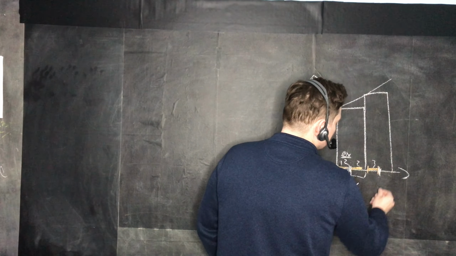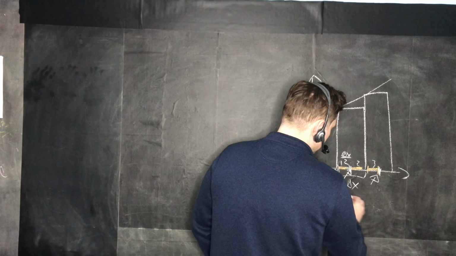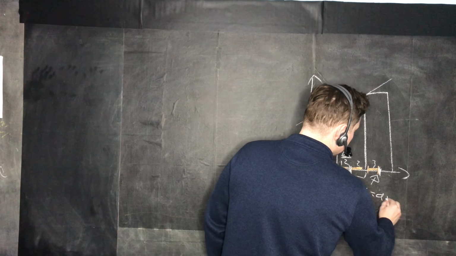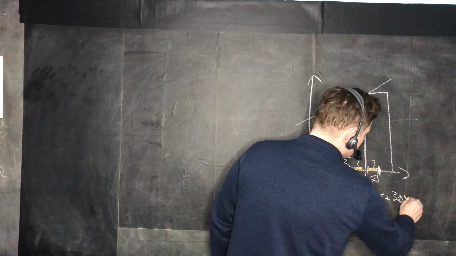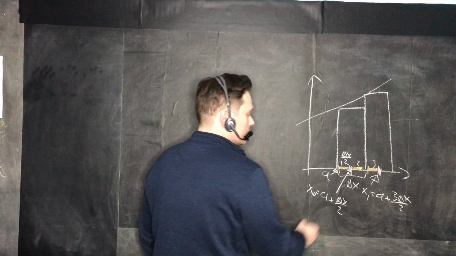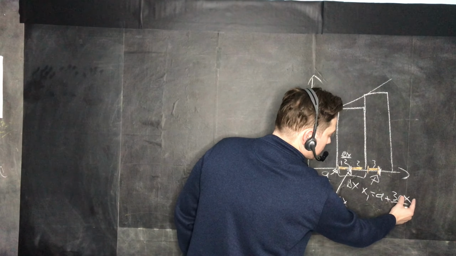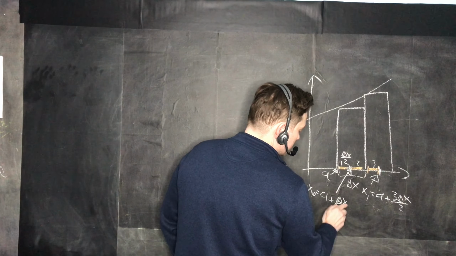So that means this right here, if you were to label it, we'll call it x1 for now. That would be a plus 3 delta x divided by 2, because there are 1, 2, 3 of them, delta x divided by 2. You're counting by these pieces right here. Same thing over here, this is like one of them.